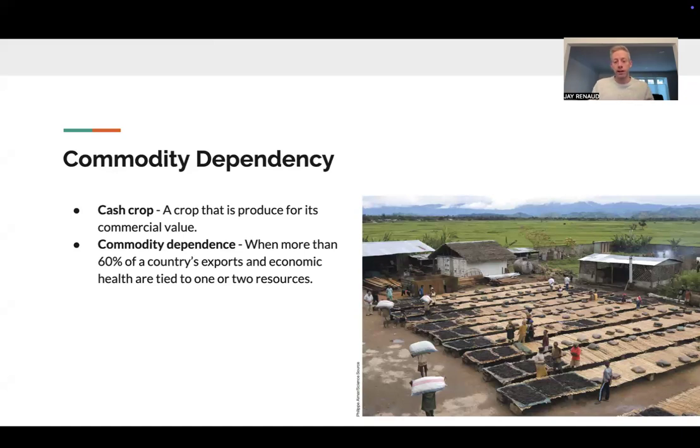Or what if, like in the picture here, I think this is Madagascar and vanilla. Madagascar produces the vast majority of the world's vanilla. What happens if we have an environmental disaster? What happens if the crop gets diseases and we don't have enough vanilla? How does that impact Madagascar's economy? Well, not in a very good way.